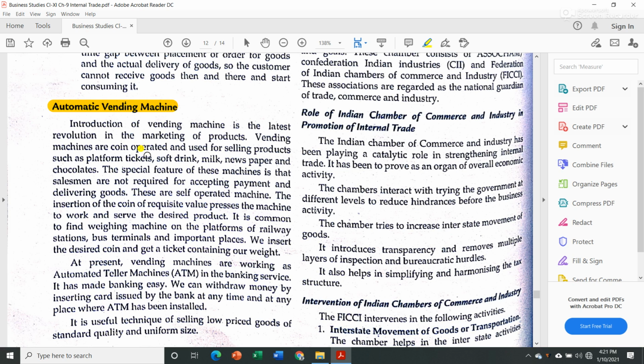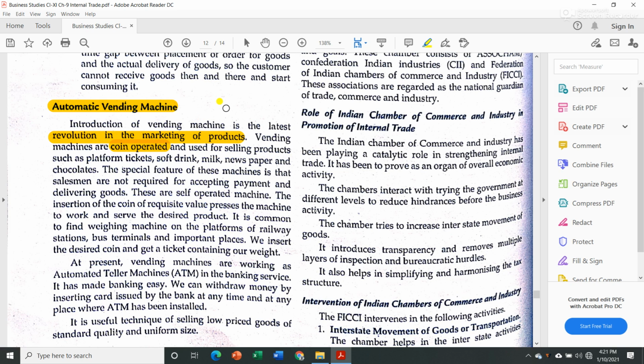Now I don't know how many of you have seen automatic vending machine, but it is not that much popular in Manipur. You can find these machines everywhere outside India. Okay, now let us see what is automatic vending machine. Introduction of vending machine is the latest revolution in the marketing of products. Now from this sentence we can know that automatic vending machine helps in marketing the products. Vending machines are coin operated and used for selling products such as platform tickets, soft drink, milk, newspaper and chocolates.